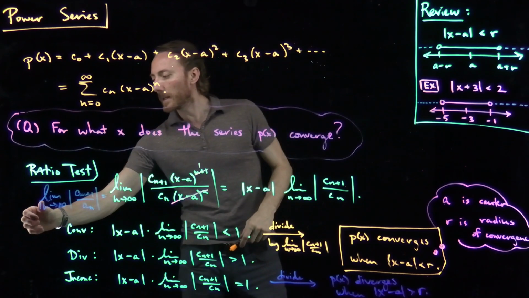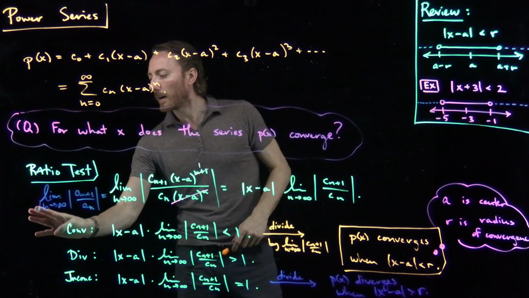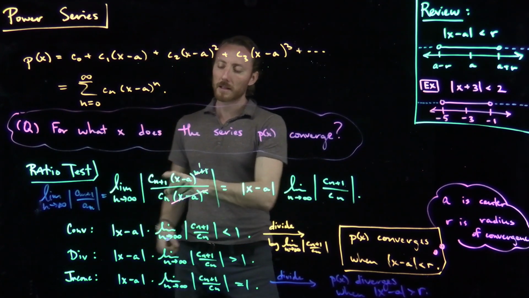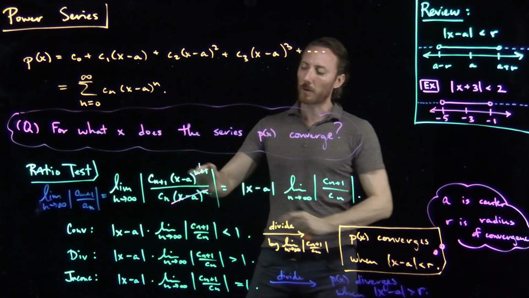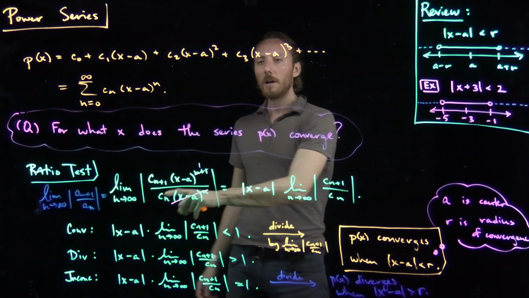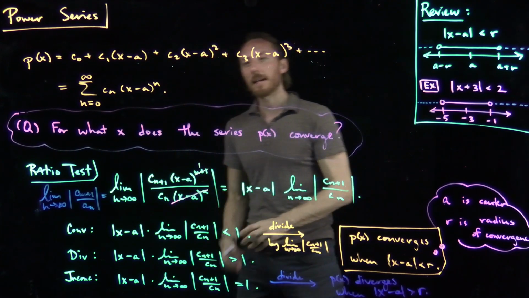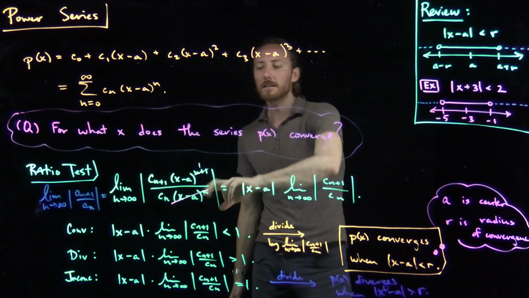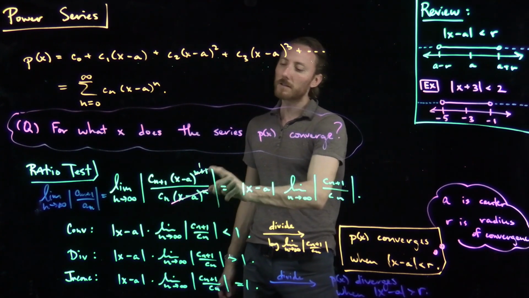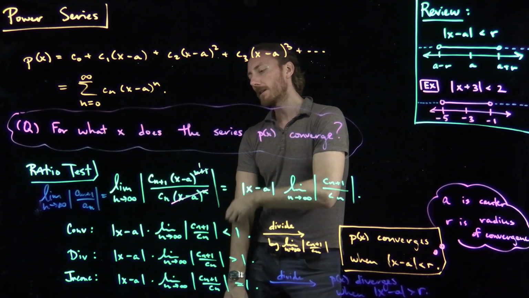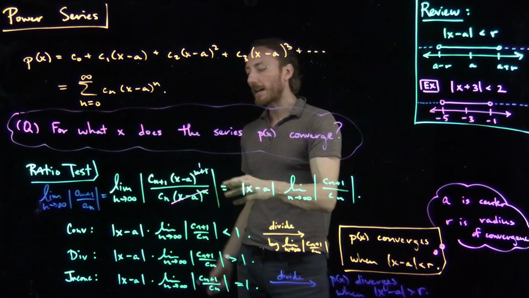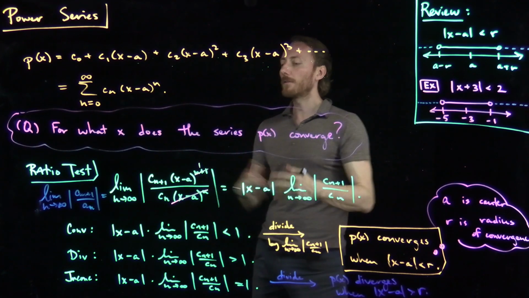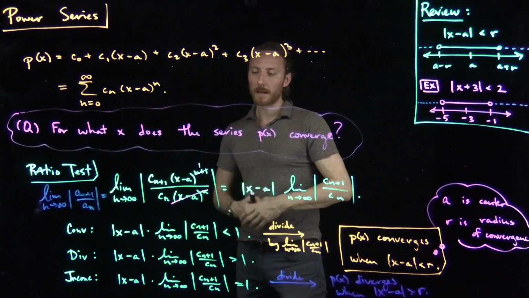So we're going to take the limit as n goes to infinity of |a_{n+1}/a_n|, which in this case is |c_{n+1}(x - a)^{n+1} / (c_n(x - a)^n)|. Now, as we would expect, the exponential factors will cancel quite nicely. The (x - a)^n downstairs and the (x - a)^{n+1} upstairs will cancel. All of the factors of x - a downstairs will cancel, and n of the factors upstairs will cancel, leaving one x - a left over.